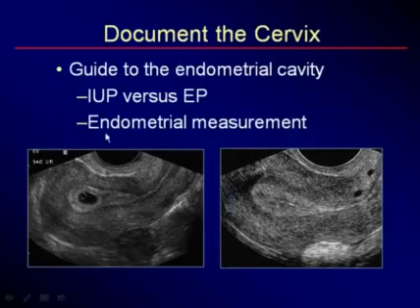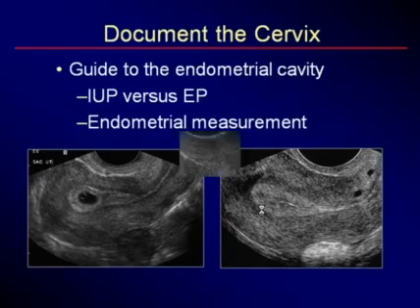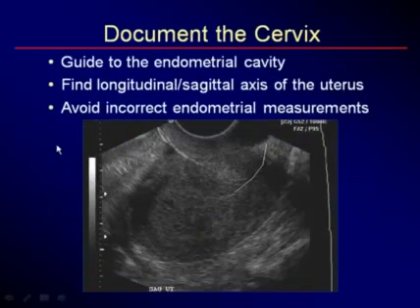The cervix is a guide to the rest of the endometrial cavity. Here, when we follow the endocervical line, it leads us straight into the cavity, and we know this is an intrauterine pregnancy. We would never mistake this for being anywhere else. Here, it guides us straight in. We get the orientation. We can measure the endometrium, which is a proper measurement.